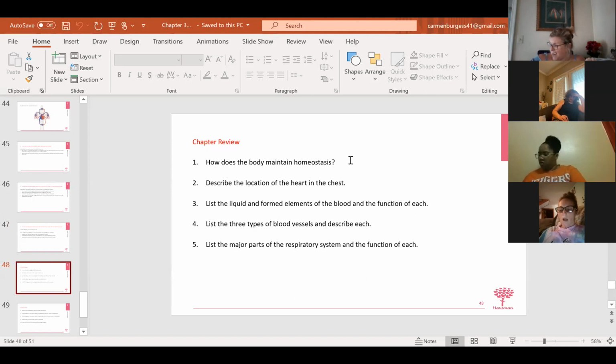Deoxygenated. What kind? Oxygen rich. And where do they carry it away from? The heart. The veins are what kind of blood? Deoxygenated. And where does it bring it to? The heart.